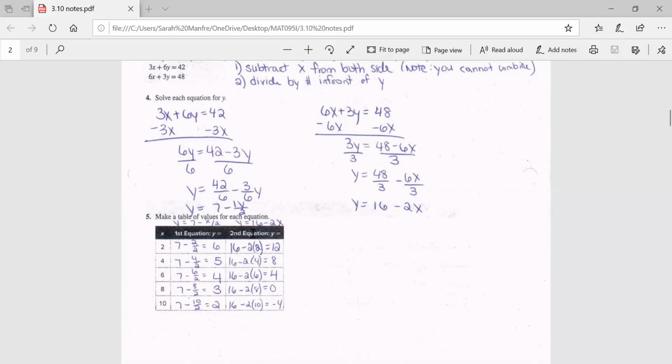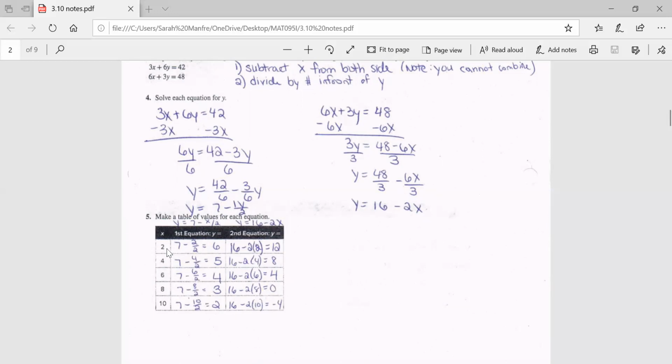And then my second equation is 16 take away 2x. So I'm taking these values of x again, and I'm replacing them in for x. And when you simplify, you get these answers down here. Okay, so by putting them into y equals mx plus b form, it makes it a lot easier to plug in and find your result for y. And just remember that these are points on a graph.